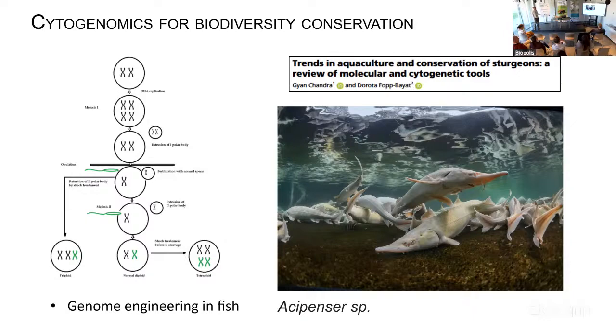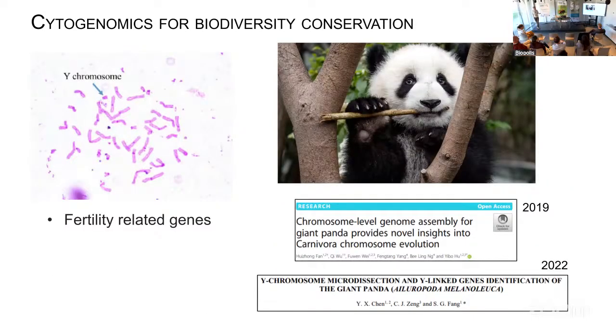And not only in fish. In 2022, the microdissection of the Y chromosome of the panda, which is another species that relies a lot on ex situ conservation programs, allowed authors to identify some fertility-related genes that were of extreme importance for the design of conservation programs for the species.